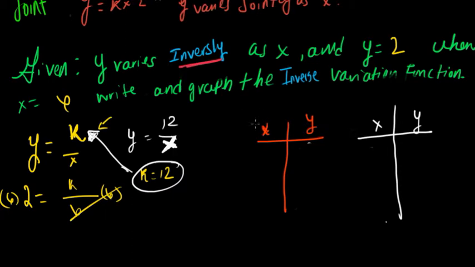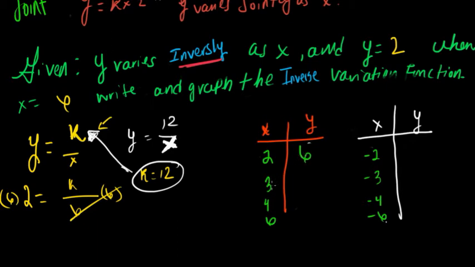Well, let's just get some x values here. Let's just take 2. Let's take 3, let's take 4, and let's take 6. And then for my negatives, we'll take a -2, a -3, a -4, and a -6. When x is equal to 2, it's going to be 12 divided by 2, which will give me 6.